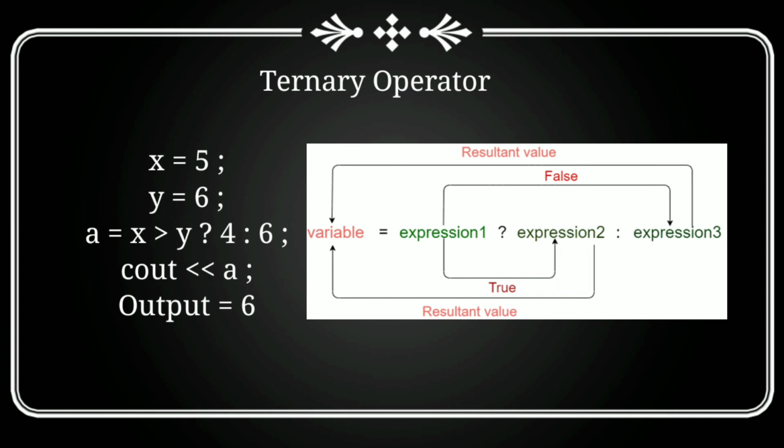So the last topic of this video is ternary operator, also known as conditional operator. Value of x is 5, value of y is 6. I have taken another variable a in which I am storing the result. So, is x greater than y? Question mark. If x is greater than y, then my result will be 4, otherwise it will be 6. In this example, is x greater than y? Answer is false. So the value 6 will be stored in a and we will get the output as 6.